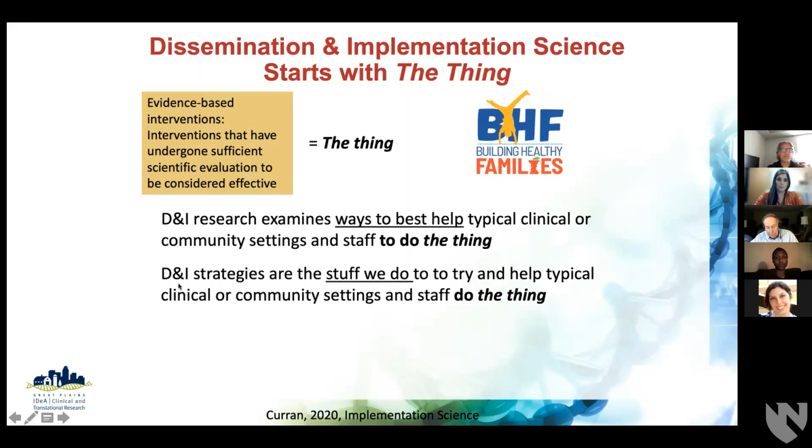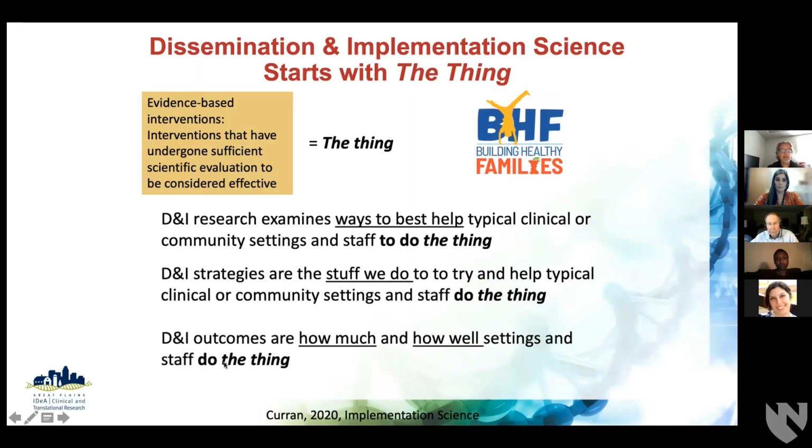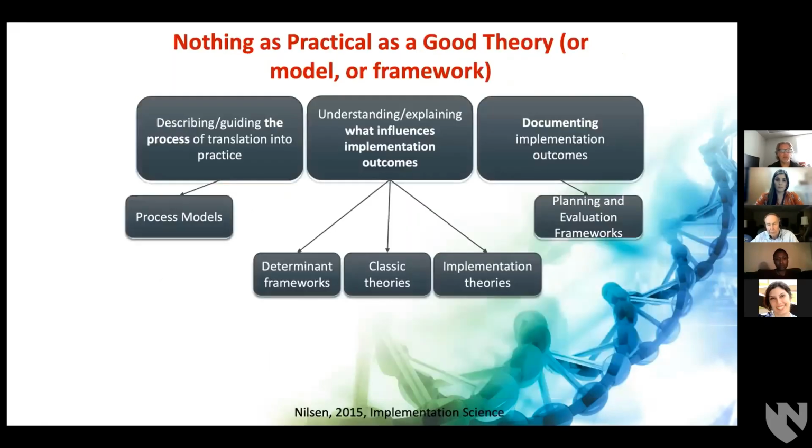And then dissemination implementation science strategies are the stuff that we do to try and help those typical community settings get the thing into place, right? An easy example of this would be training. If we have a curriculum that's the thing, then a dissemination and implementation science strategy to help staff implement the curriculum is the training approach. And then dissemination implementation outcomes are how much and how well settings are able to do that thing, okay? So that's trying to pull that into a little bit more lay language.